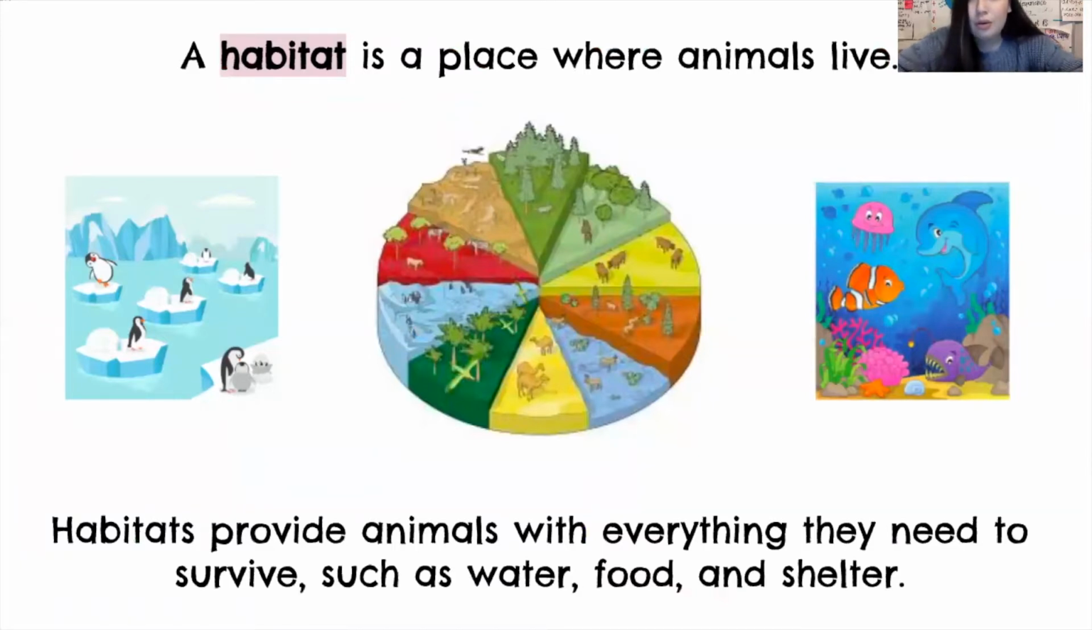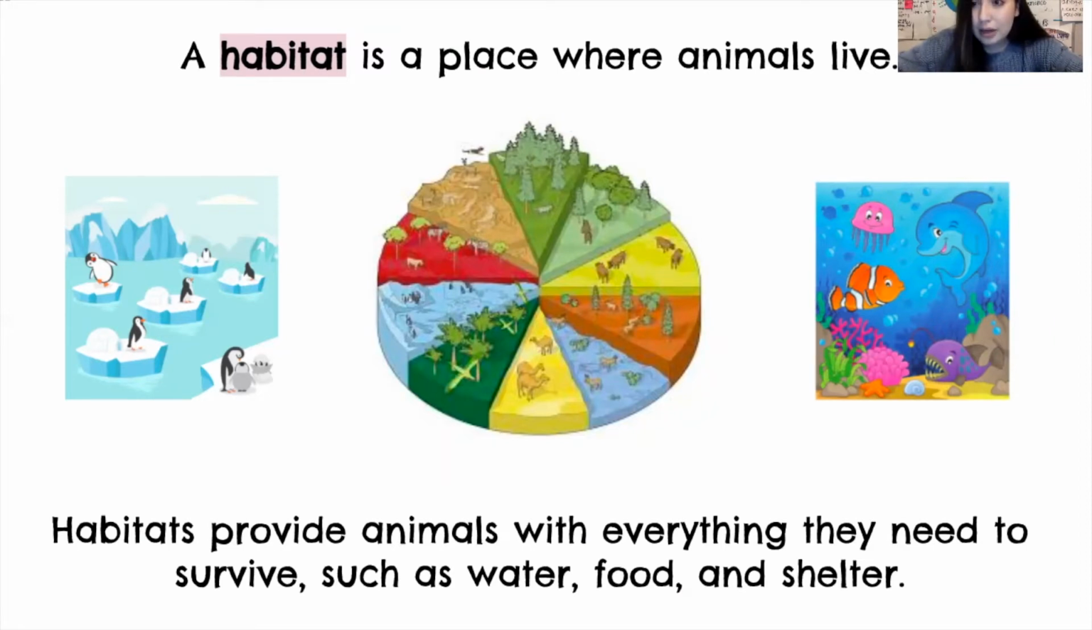So, what we're going to talk about today, and this is your new keyword, is habitat. A habitat is a place where animals live, right? So I see my penguins here, they're on ice. And I see my fish and my dolphin here, and they're underwater. But I also see these different places here that have trees. So we know that a habitat is where an animal lives, but not all habitats are the same. And habitats are important for animals because they provide animals with everything that they need, such as water, food, and shelter, a place to live.